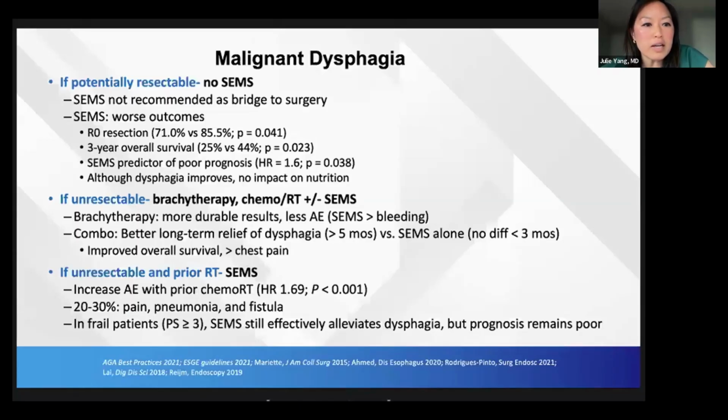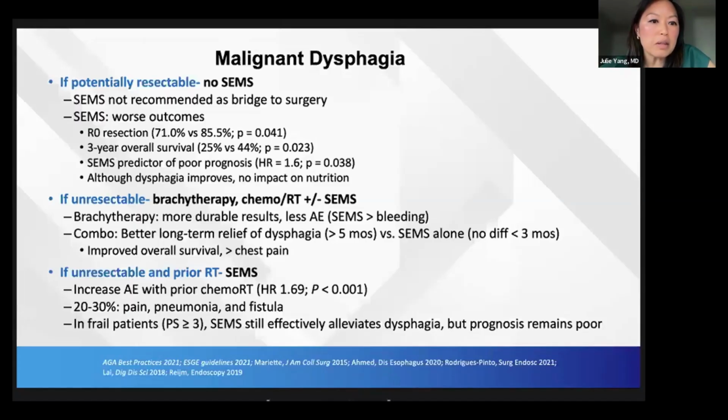So if you're unresectable, then you have a wider range of options of treating malignant dysphagia, and whether that's brachytherapy alone, or chemotherapy, or radiation, or combo with or without SEMS. So the broad picture is that you have a lot more options if they're unresectable. And so again, that's a conversation with the cancer team to figure out where the patient lies before you decide if SEMS is something appropriate for the patient.